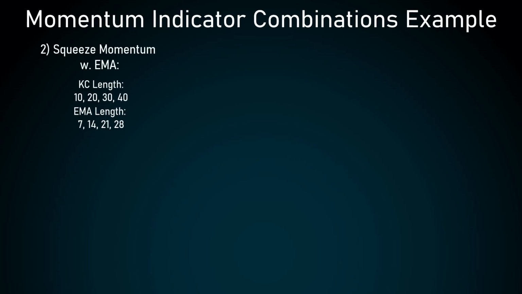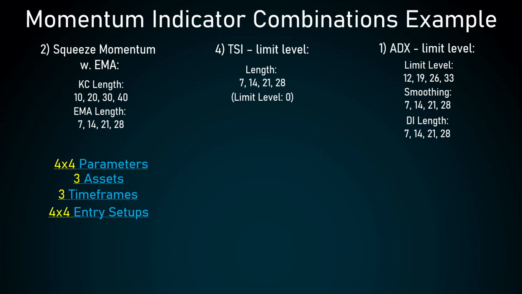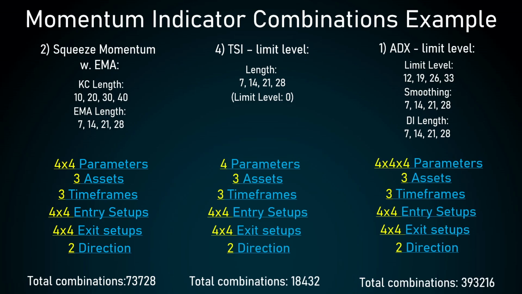The squeeze momentum with EMA has 2 sets of parameters, the TSI has 1 set, and the ADX with limit level has 4. Testing every possible combination for the squeeze momentum with EMA would look something like this: 4 times 4 parameters, times 3 assets, times 3 timeframes, times 4 times 4 entry setups, times 4 times 4 exit setups, times 2 directions, which comes out to a total of 73,728 combinations.